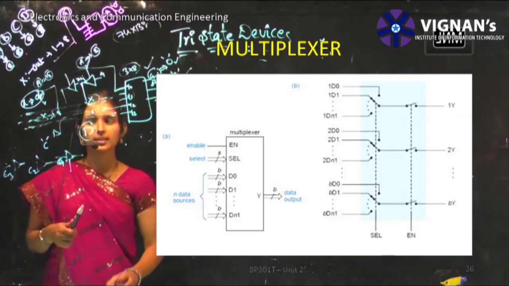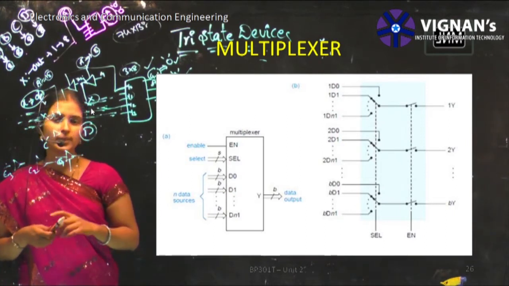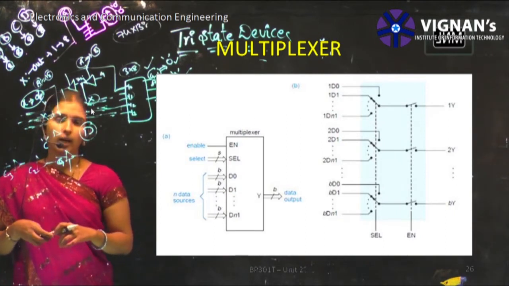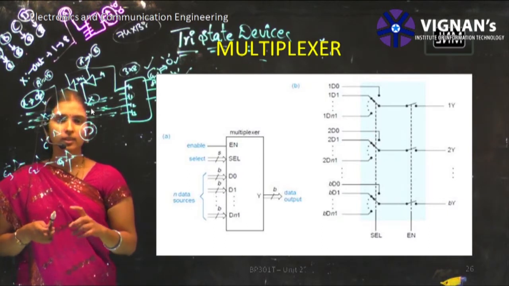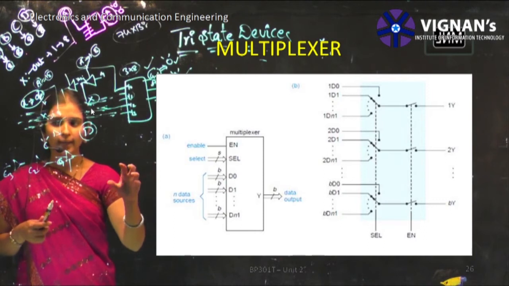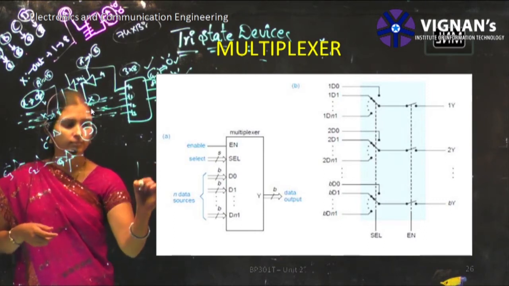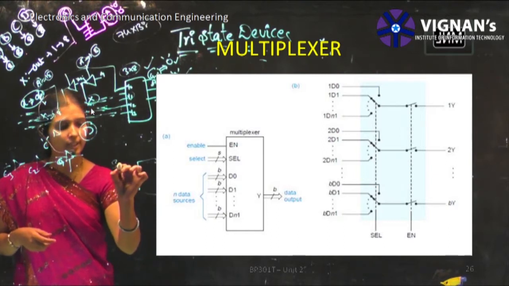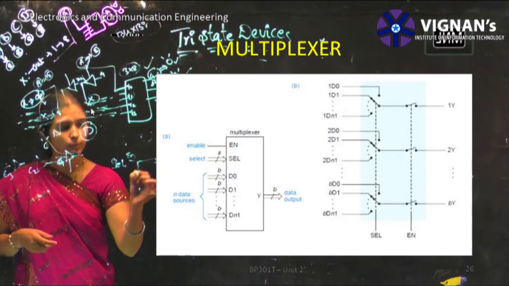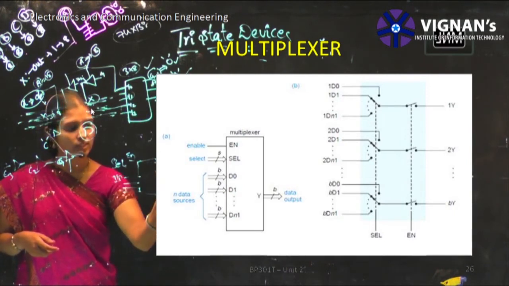Multiplexer. What is a multiplexer? Okay, how it is going to work, and all we'll be seeing in this lecture. What is a multiplexer? You will be having n inputs, one enable input, and depending upon your selection input as well as enable input, whatever your inputs will be accessed to your output.